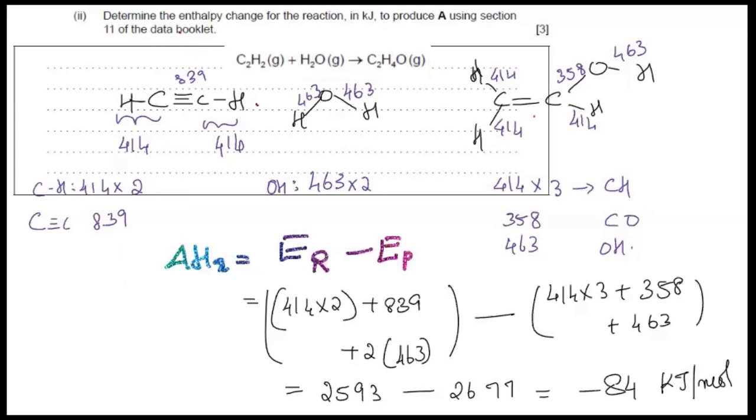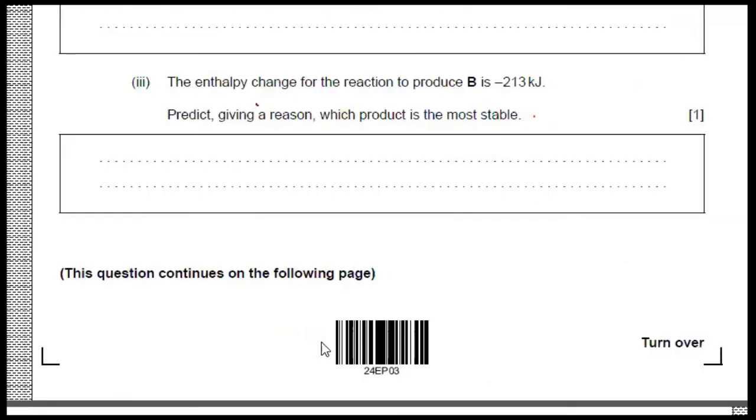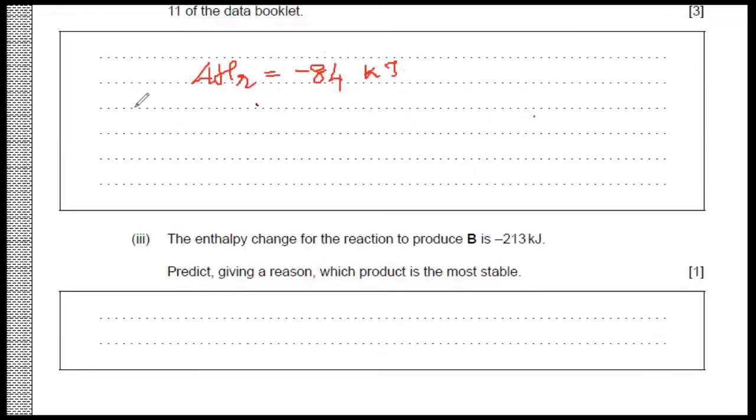So let's move on to the next question. The enthalpy change for the reaction to product B is minus 213. For this reaction, we have got minus 84 kilojoules. And for product B, it is said that it is minus 213. Now, predict, giving reason, which product is more stable. In order to understand which is the more stable product, we will have to depend on the energy profile diagrams. So let's see that.